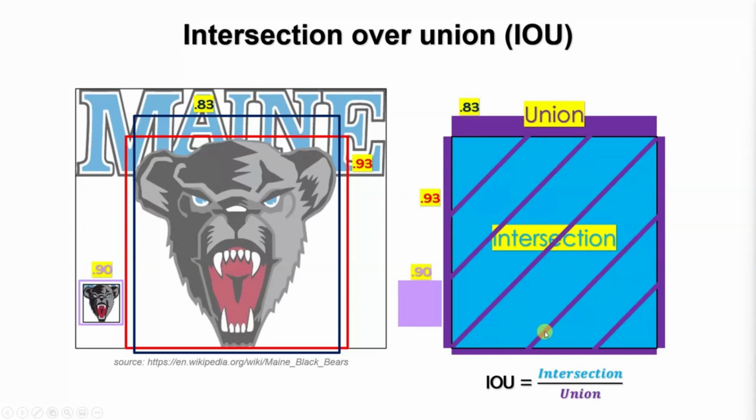Whereas if you have an IOU larger than some threshold value, then we treat these bounding boxes as indicating one single object. For this reason, this blue and red bounding box have higher intersection than the threshold value. Then we can assume that only one object is present. So we just take the box with the highest probability. For this reason, the final bounding box for this beer would be 0.93.